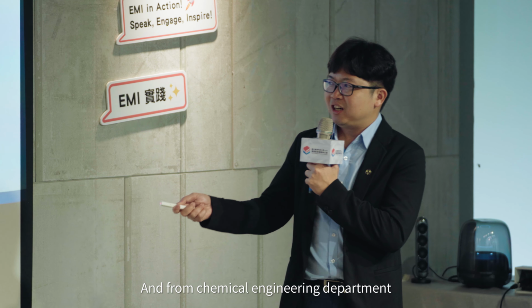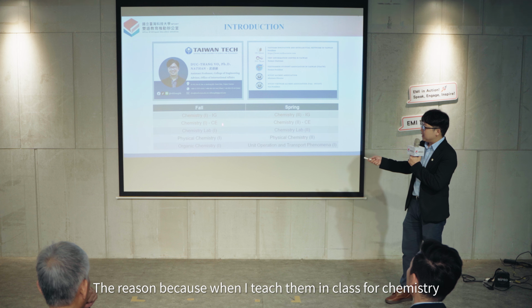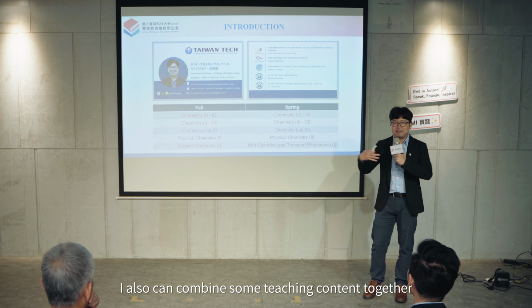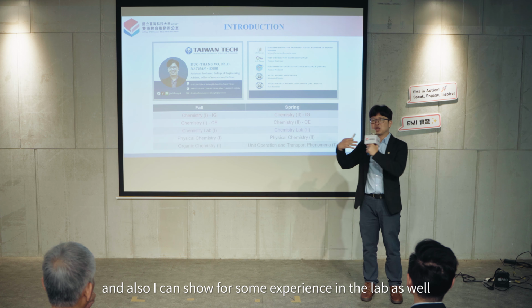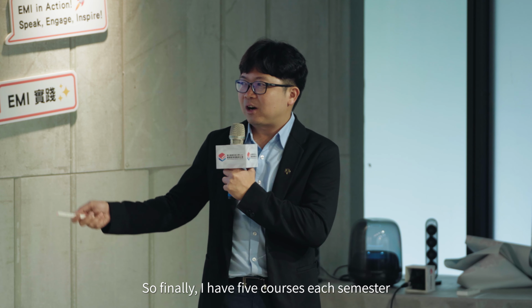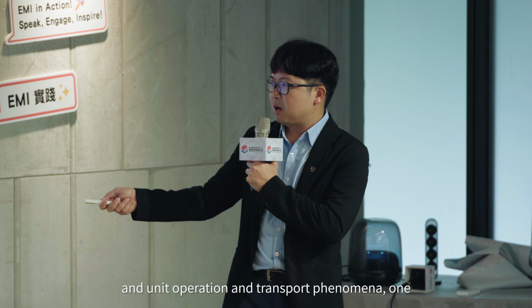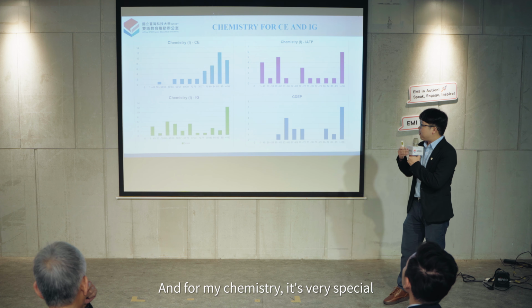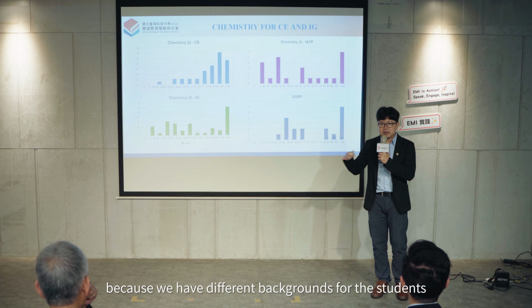And the chemical engineering department also asked me to teach the chemistry lab. The reason is that when I teach them chemistry in class and in the chemistry lab, I can combine some teaching content together. I can talk in class, and also I can show some experience in the lab as well. So finally, I have 5 courses each semester. The difference is only organic chemistry 1 for the fall semester, and unit operation and transport phenomena 1 for the spring semester.